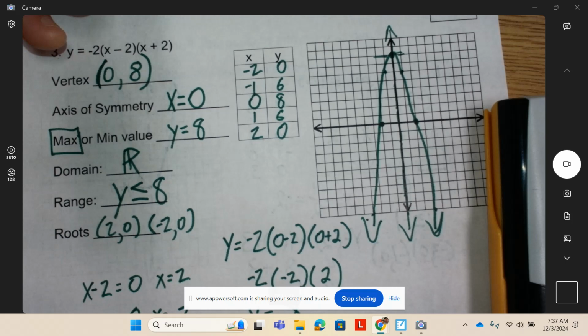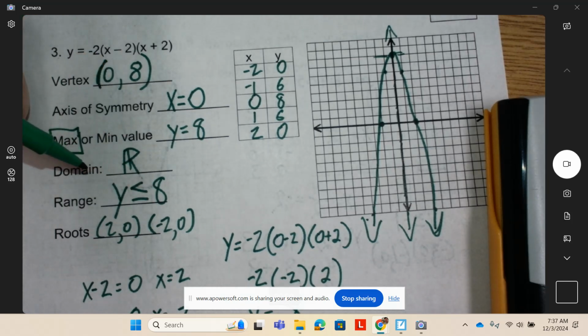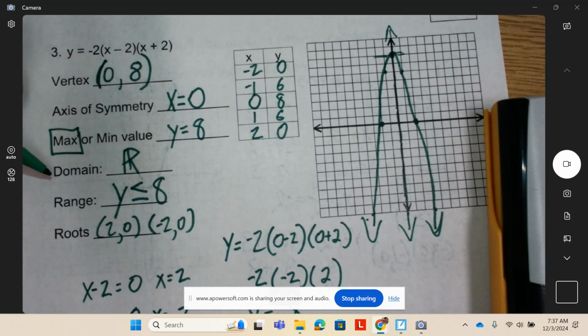And we've got everything filled out. You start to notice patterns that a lot of this stems from my vertex: my maximum or minimum value, my axis of symmetry, my range, all kind of stems from there. Then we're just finding the roots, and my domain really is going to be all real numbers each time. So that gets you working on breaking apart those graphs into all that necessary information.